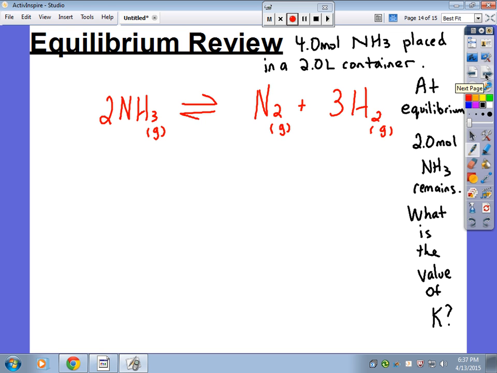All right, now let's compare this problem, and then I'm done. 4 moles of ammonia, NH3, is placed in a 2-liter container. Cool. At equilibrium, 2 moles of ammonia remains. What is the value of K? Well, does it say right here that this is placed in a container and the container's at equilibrium, or does it just say, hey, I put some stuff in a container? It says, hey, I put some stuff in a container, doesn't it?